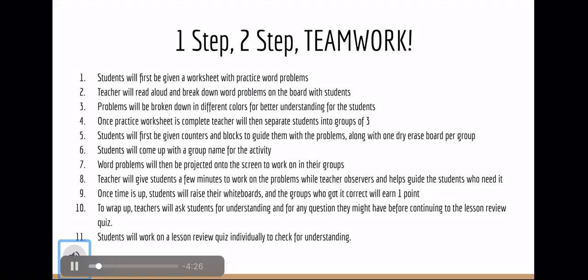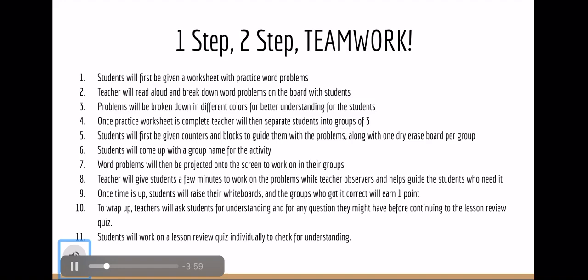With the practice word problems that they're given, the teacher will go down the list of the worksheet and write these sentences down on the board and break them down into their separate sentences per word problem. Some word problems may have 3 parts, maybe some have 2, and being able to break those up will really help them find the key parts of these word problems.